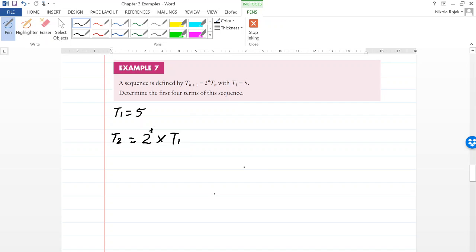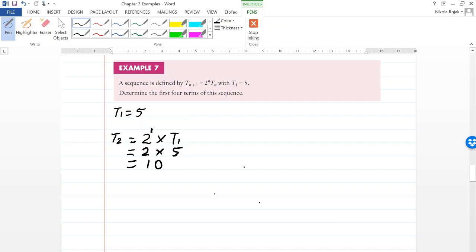All right, so the n here and the n here have to align, which is in my case why I have a 1 here and a 1 here. So it's 2 to the power of 1, which is 2, times term 1, which is 5. So this is equal to 10.